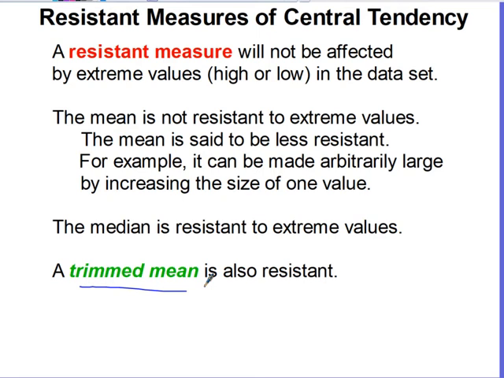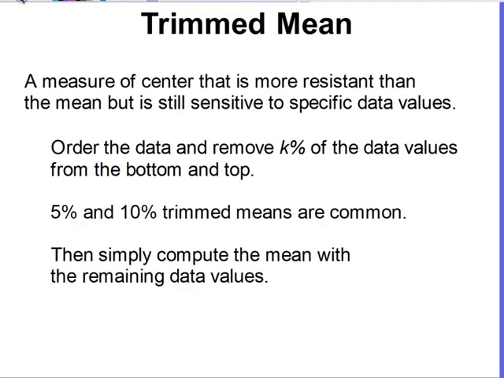Resistance measures of central tendency. A resistance measure is an extreme value, high or low, that affects your mean. So basically what we just talked about, that one value, that 1 at the very beginning, took that light bulb average and knocked it down to approximately 174. So here's how you would work a trimmed mean. It is a measure of center that is more resistant than the mean but is still sensitive to extreme data values.